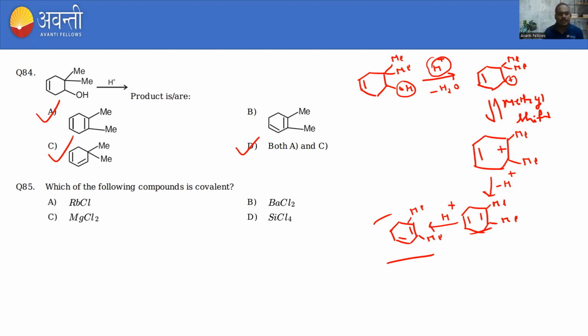Which of the following compounds is covalent in nature? Very simple question, beta. We all know that silicon has four covalent bonds. As it belongs to group 14, they are sharing four electrons. So we can say that silicon forms a covalent compound.